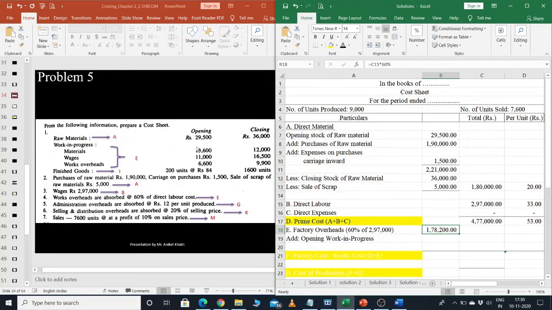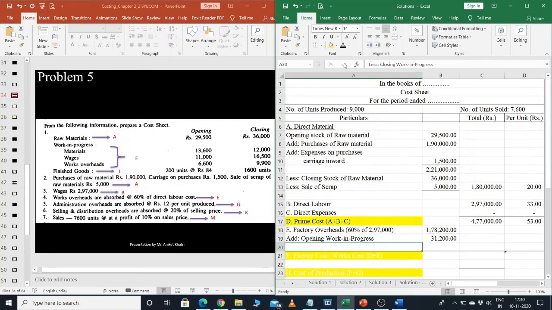Okay, work in progress means unfinished stock, right? So in that we have used certain material, we have applied certain wages and certain works overheads. So that amount, total amount, we will add up here. So it is 31,200. This is the total of these three amounts.